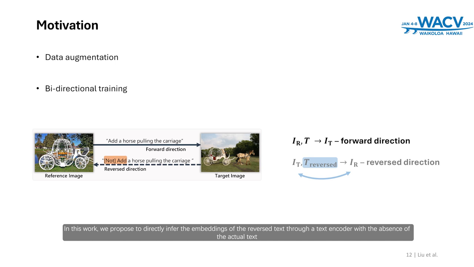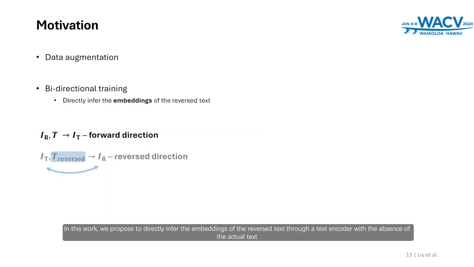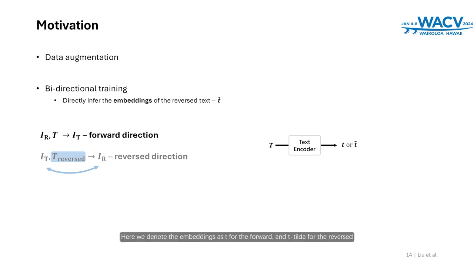In this work, we propose to directly infer the embeddings of the reverse text through a text encoder, in the absence of the actual text. To put it simply, our aim is for a text encoder to take in as input only the forward text, and produce embeddings of either direction. Here we denote the embeddings as T for the forward and T tilde for the reverse.